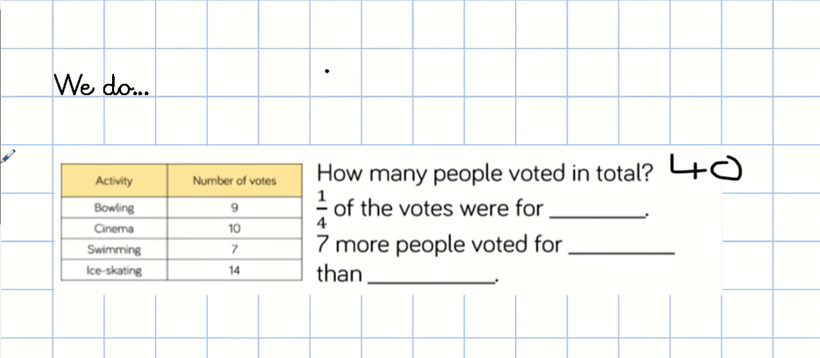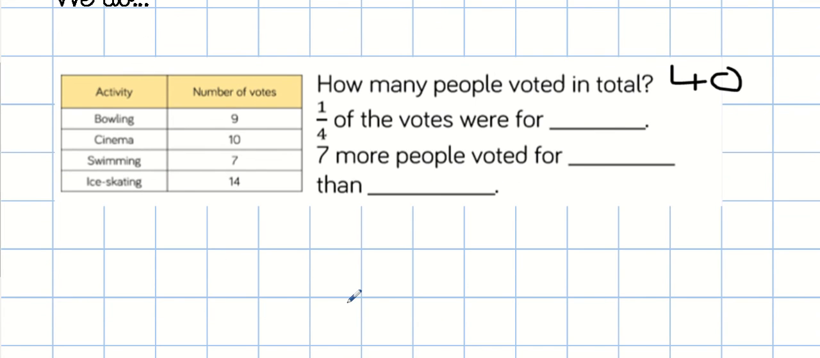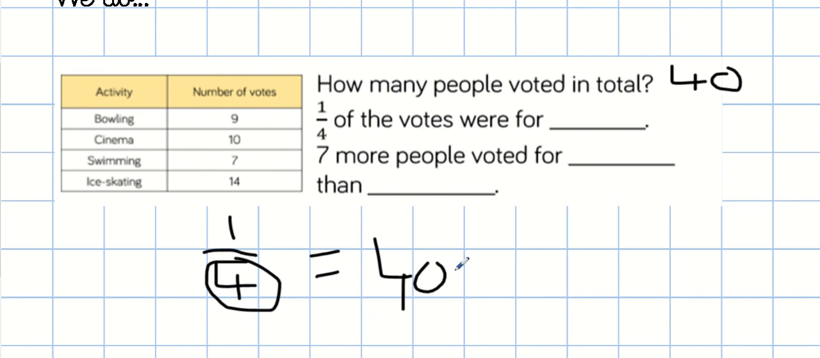Then the next question: 1/4 of the votes were for which activity? Well, we need to find out what's 1/4 of 40. If this is 1/4 in our fractions, we put 40 into 4 groups, because that's our total amount of groups. 40 divided by 4 is 10. So one of our groups is going to equal 10. Which activity had 10 votes? We can see the cinema. So 1/4 of the votes were for the cinema.